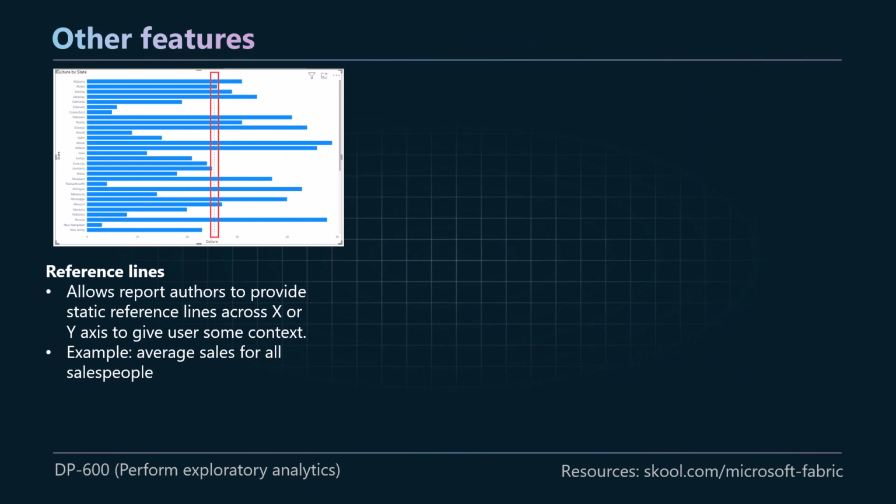Some other features to be aware of are reference lines. So this allows report authors to provide a static reference line across the X or the Y axis to give the user some more context. So it might be the average sales amount for salespeople. So maybe you're visualizing how all the different salespeople have performed, and you can see all of the data. Well, it might be useful to show report users what the average is so that they can make a comparison, give them some context for that comparison.